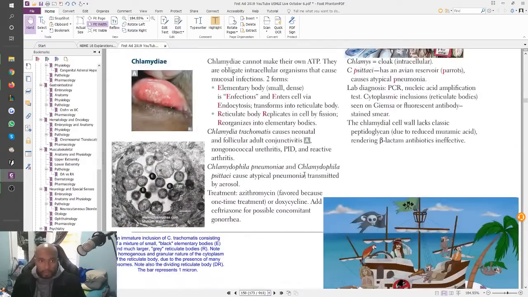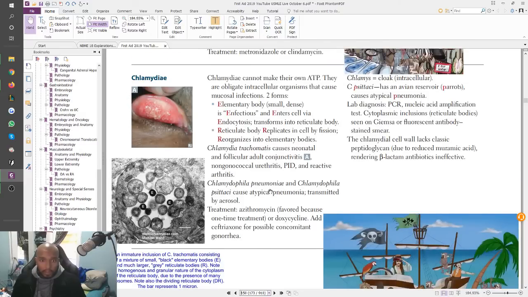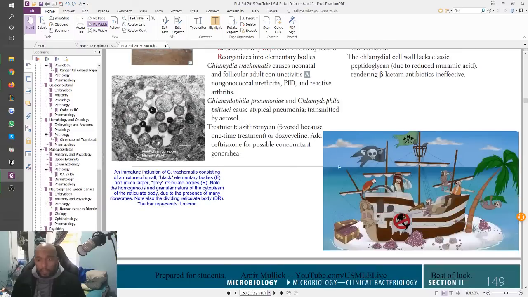So 150 is the chlamydia image, right? So you can see chlamydia right here. This is under the eye. Actually, wait, is it under the eye here? Yeah, follicular adult conjunctivitis, right? And this is the image for you. So you see how it's in the middle of nowhere on an island, right? And in this one, this mermaid is actually holding a baby and covering its eyes because that baby has conjunctivitis. Okay, very important to remember that.